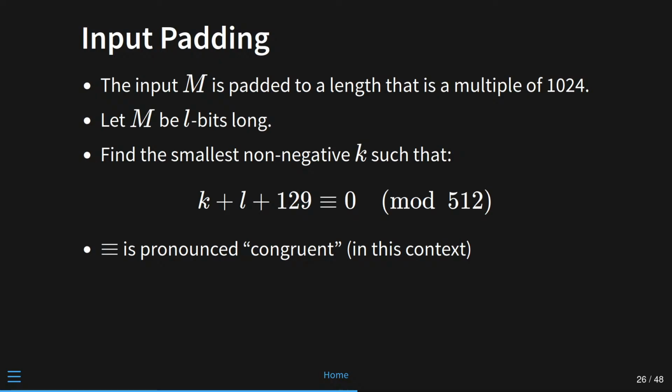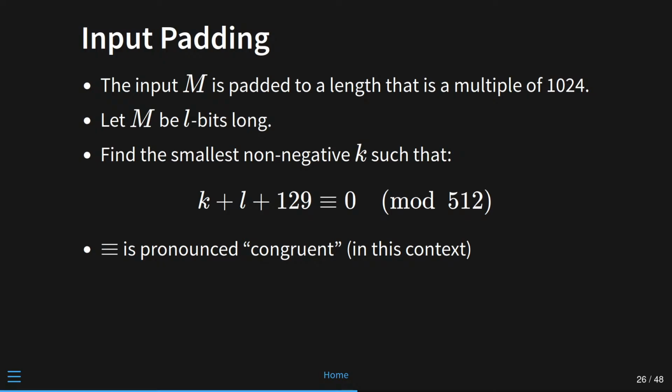So I'm going to put a single 1 bit, and then I'm going to put a large number of 0 bits. That's the k 0 bits. And at the end of those 0 bits, I'm going to put the binary representation of the length of the original value as a 128-bit integer. That 128-bit integer was the original maximum size for how much I could hash.